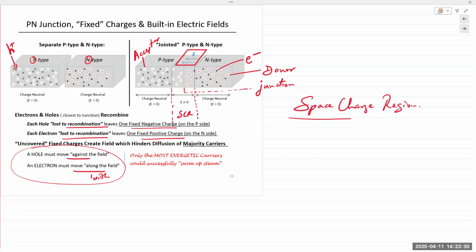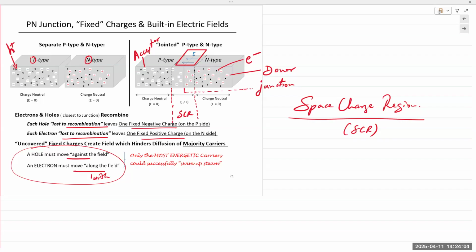And in the space charge region, SCR, there are no free charge carriers. There are no freely moving charge carriers, right? The whole point of doing all of this doping is to create an extrinsic semiconductor, so we have an excess of free moving charge carriers. But in the space charge region, there are no free moving charge carriers. They are not free to move around. It is completely depleted or devoid.